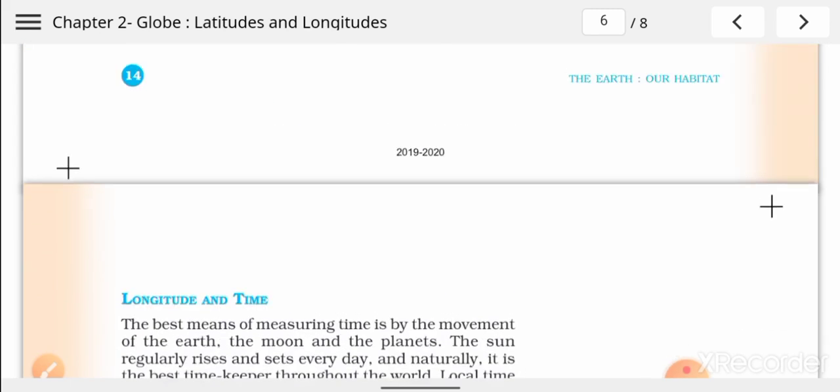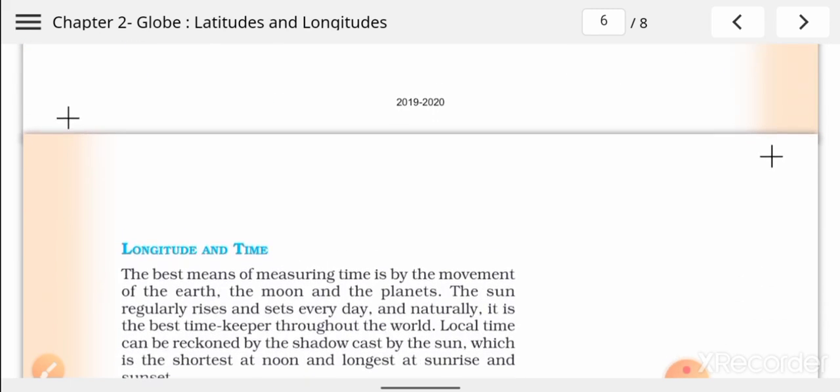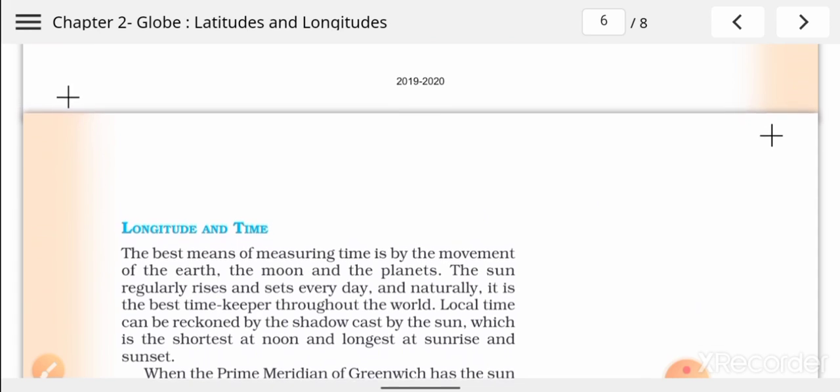Today we learned about longitude, latitude and the globe.